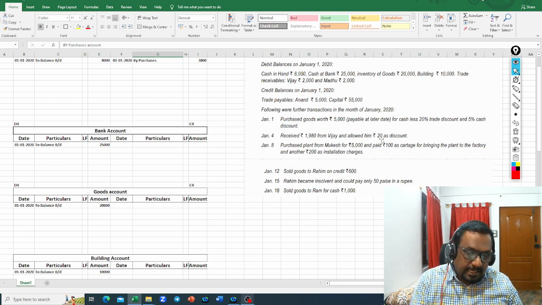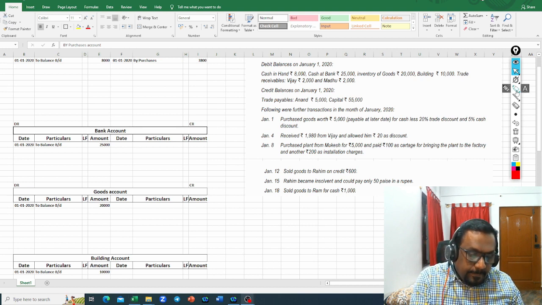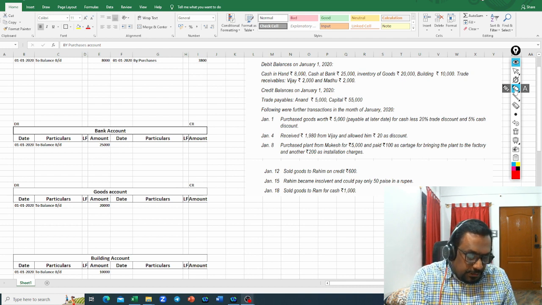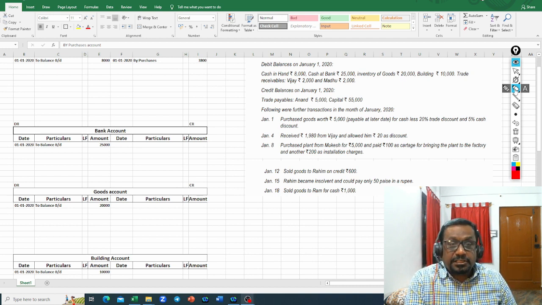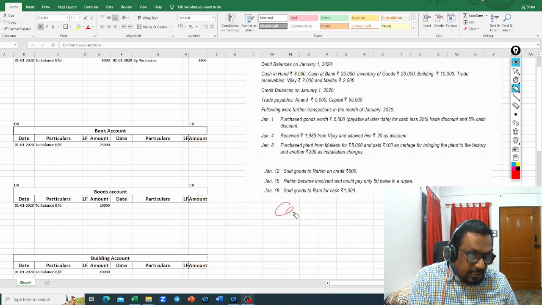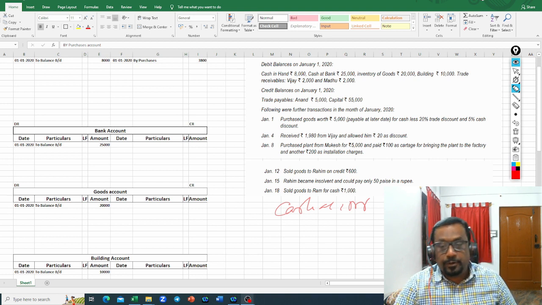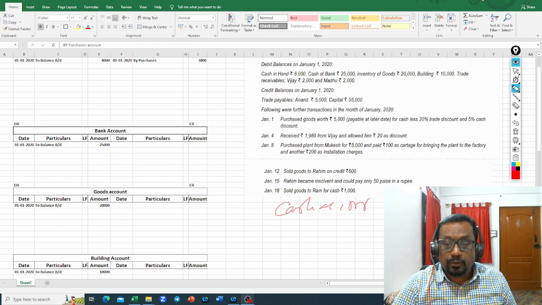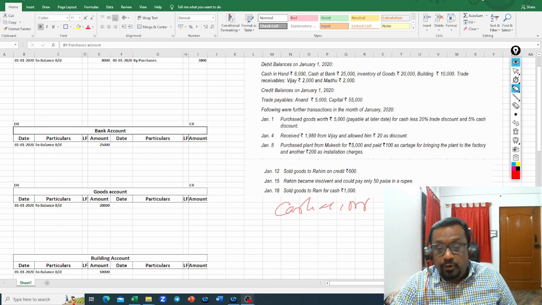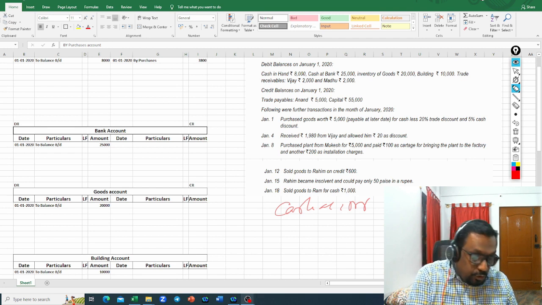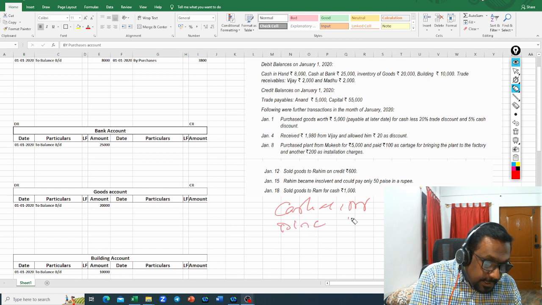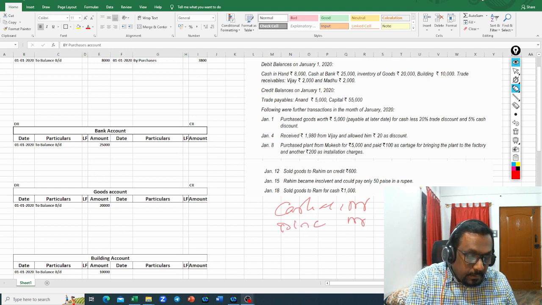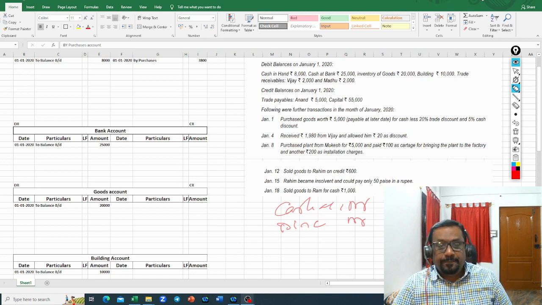Let me explain the entry and then we can post that. So we received cash 1,980. So cash account debit 1,980. This is very important. How much cash did I receive? 1,980 cash I received, so cash account has to be debited with 1,980. And I gave a discount of 20 rupees. The discount is an expenditure for me. All expenses and losses are supposed to be debited. So discount account debit 20. Discount account debit 20, right?